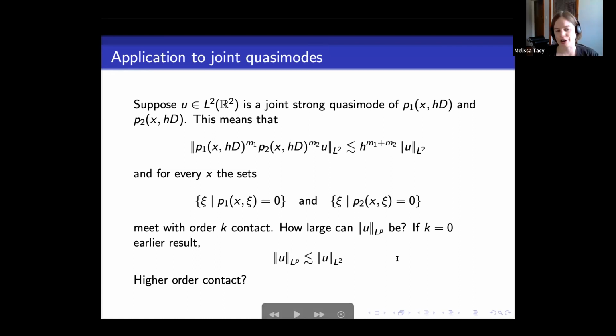Now, if K is 0, I have some earlier work that shows that the LP norms are uniformly bounded by the L2 norms. And that's the strongest result that you could ever have. Okay, that the LP norms just cannot grow at all. What I want to ask about now is higher order contact.